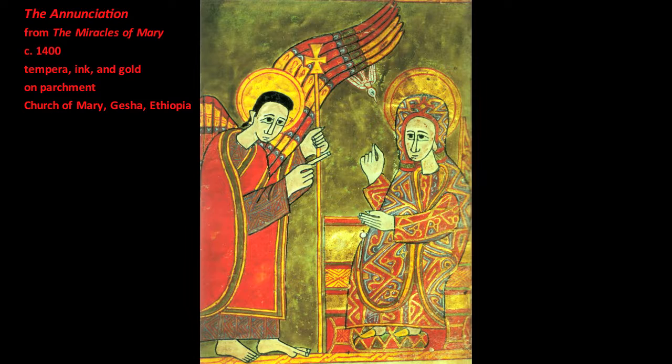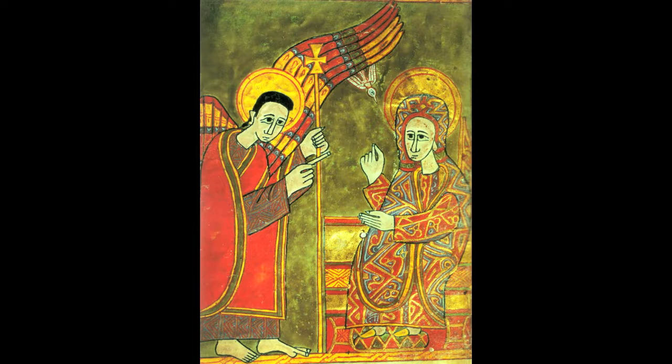Annunciation is a motif from the Bible in which the angel Gabriel arrives from heaven to tell the Virgin Mary that she will be the Mother of God. This image of the Annunciation is from an Ethiopian illuminated manuscript. This early 15th century illuminated manuscript participates in a very long and still active tradition of Ethiopian Orthodox art.